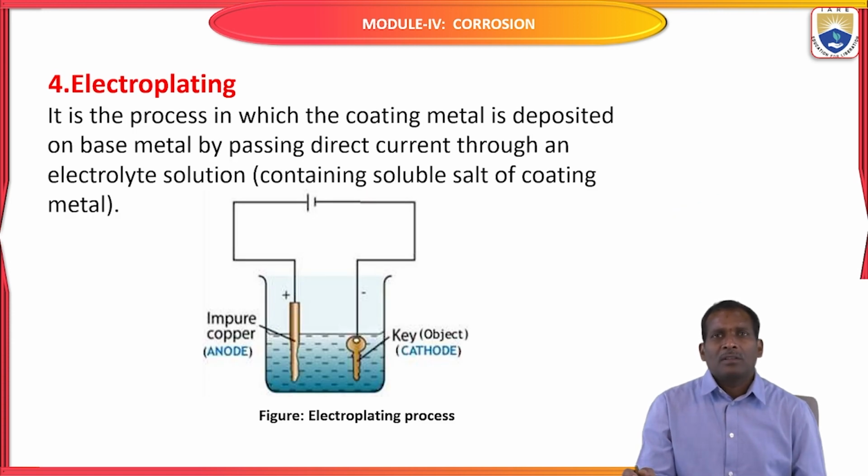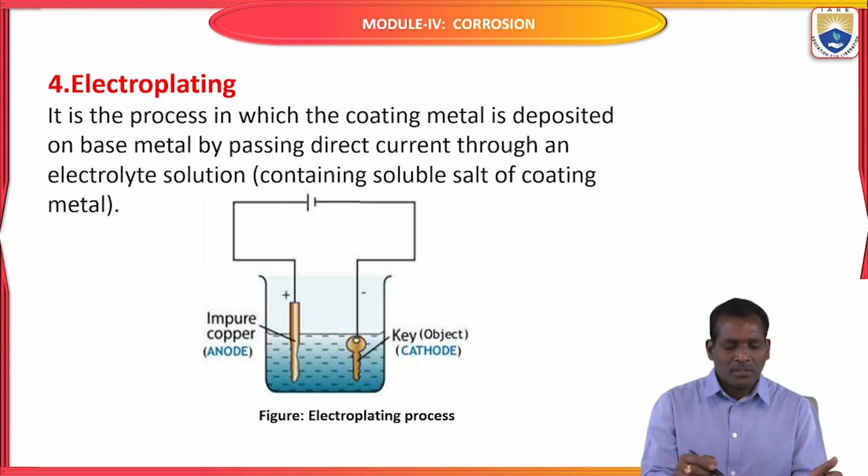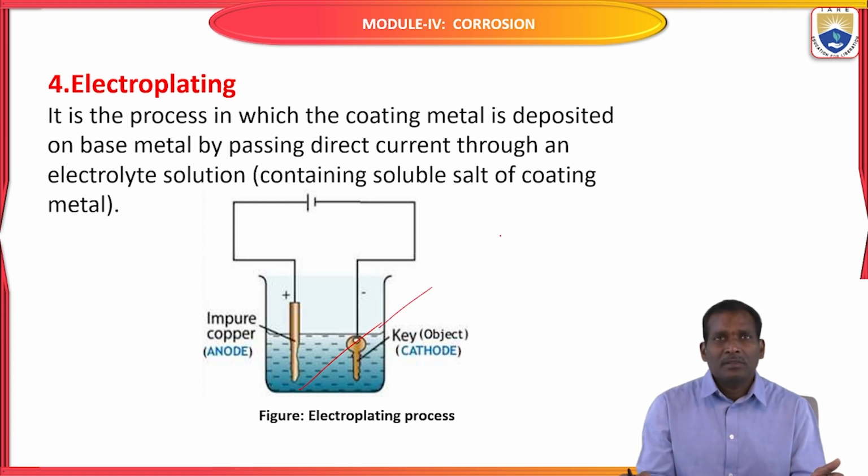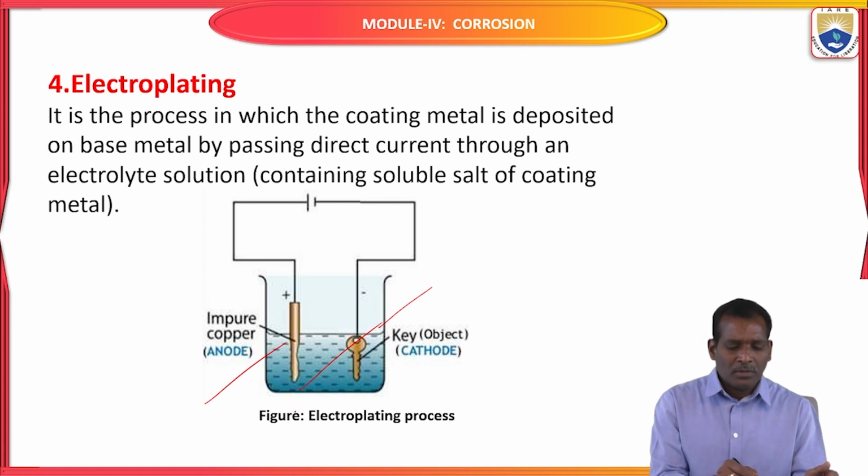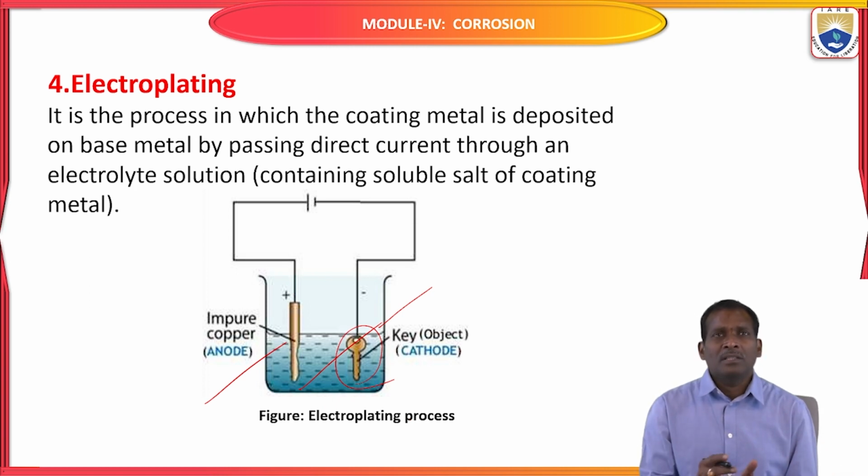The next process is electroplating. The diagram shows the electroplating process. It is the process in which the coating metal is deposited on the base metal by passing direct current through an electrolyte solution. Here an electrolyte solution is used, and the object is the metal you are going to electroplate. In the example taken here, the key acts as the cathode and the impure copper acts as the anode. So the coating metal is deposited on the base metal by passing direct current through an electrolyte solution containing a soluble salt of the coating metal. Clear? So here the coating metal is obtained on this surface. This process is called electroplating.